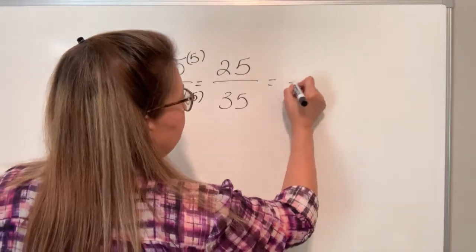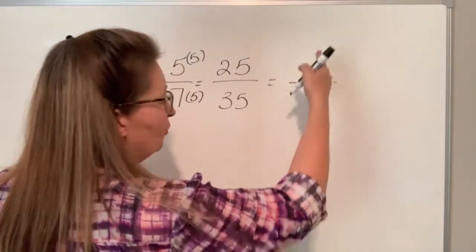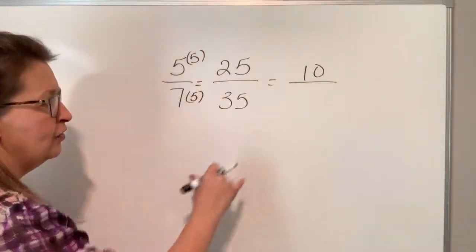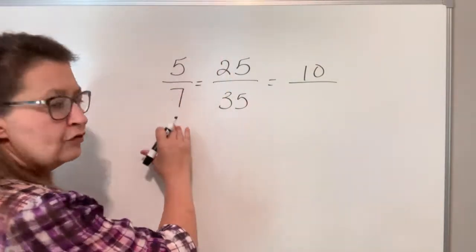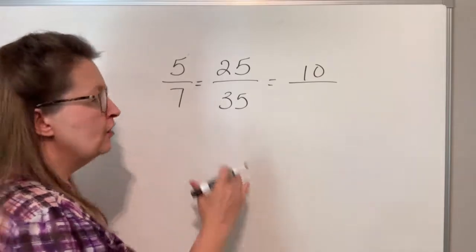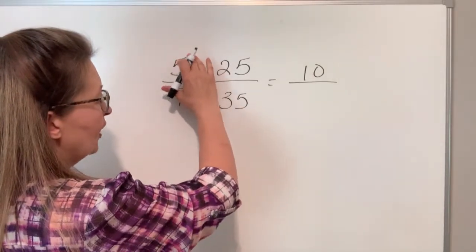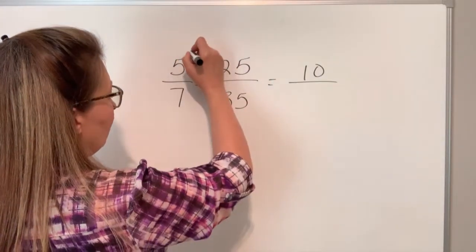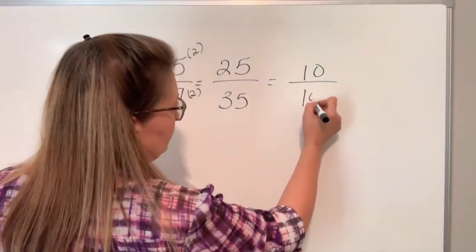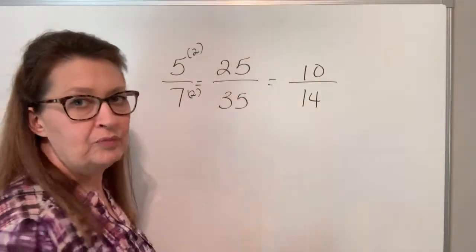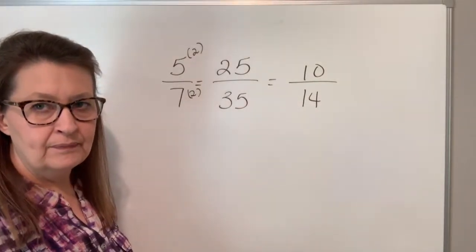Let's just say I have a fraction and I'm told that 10 is the numerator. How do I make them match? Go back to your original fraction and ask yourself, what did I multiply this numerator by to get the 10? Well, I multiplied it by 2, so I have to multiply the bottom by 2. So the equivalent fraction would be 10 over 14.